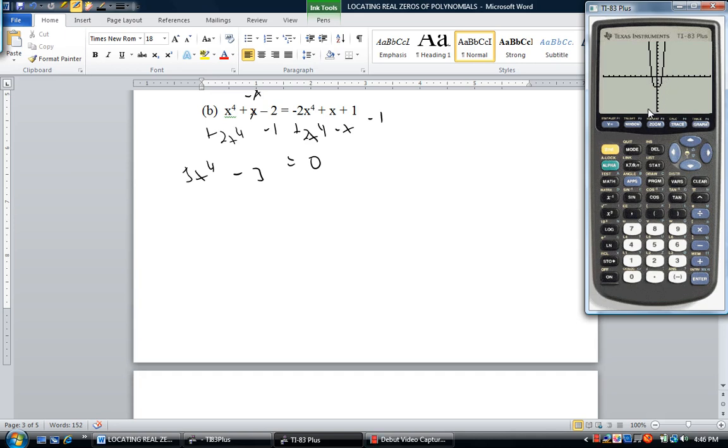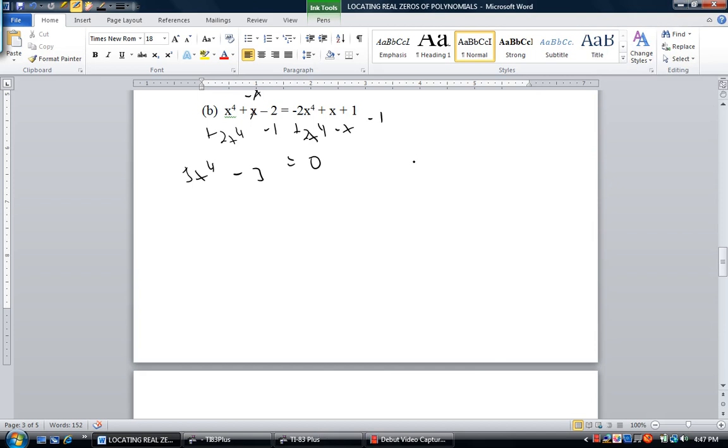Now see, it crosses two places. It looks like a 1 and negative 1, so I can use my table to verify. And there it goes, negative 1 and 1. So from the graph, I know that x equals 1 is a 0. And I know that x equals negative 1 is a 0. So what I'm going to do is use synthetic division and break it down. Remember, this is 3x to the 4th. That 4 tells me I'm going to have 4 zeros. I've found 2 of them so far.